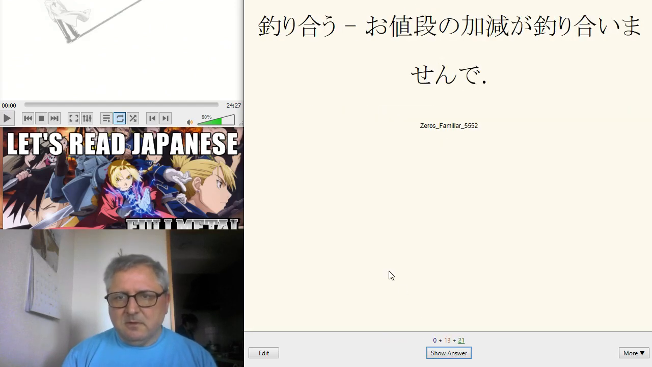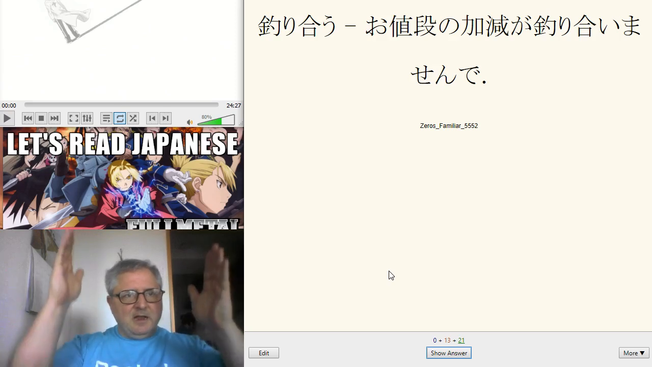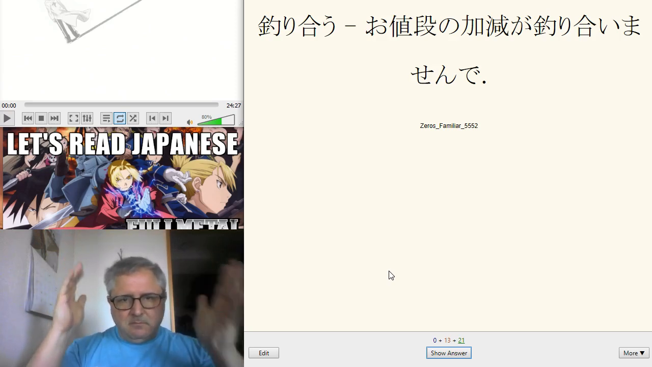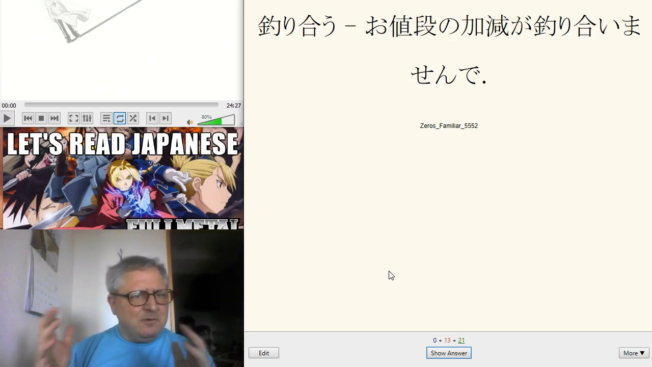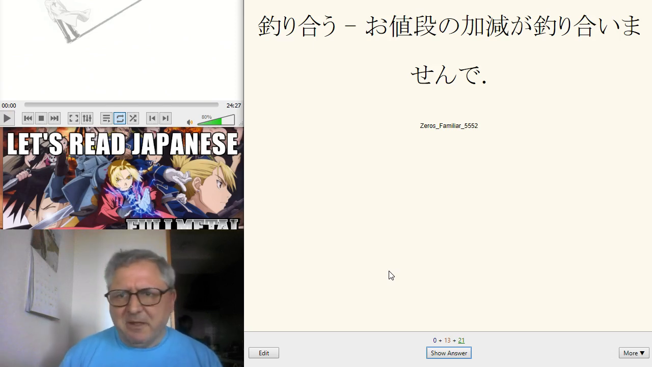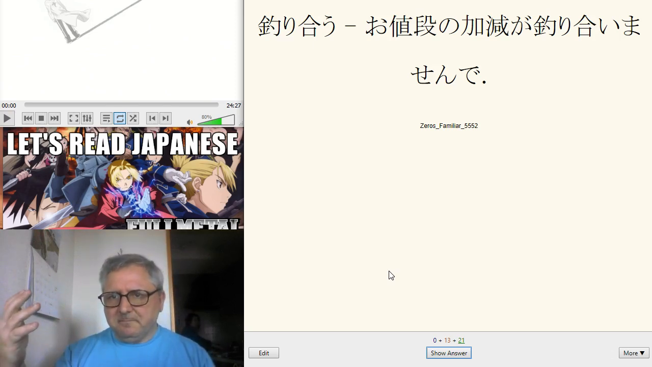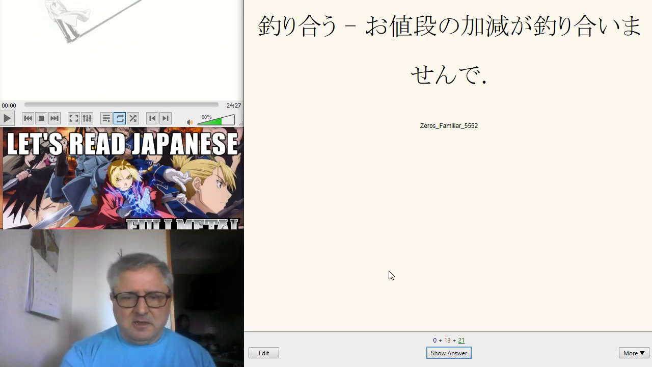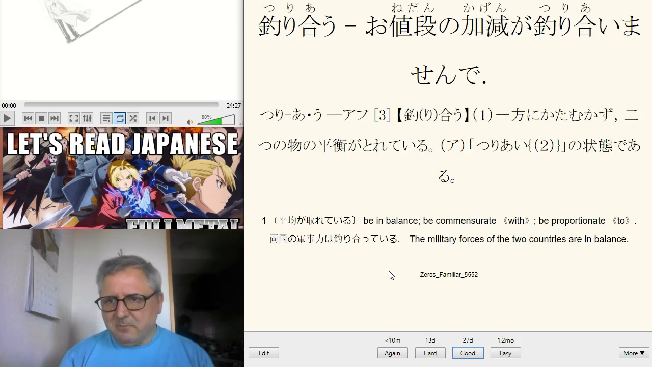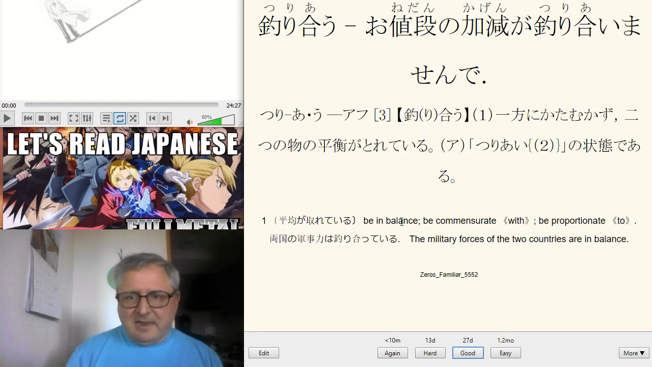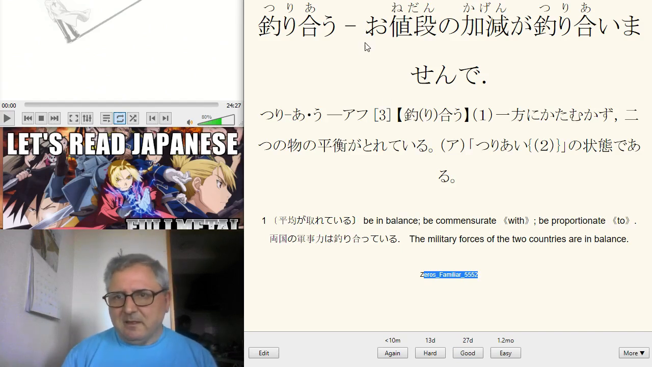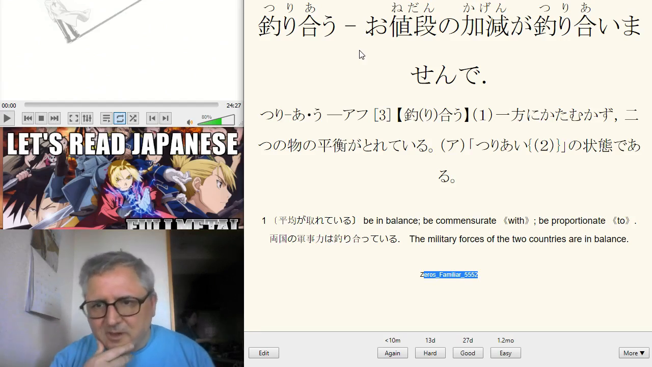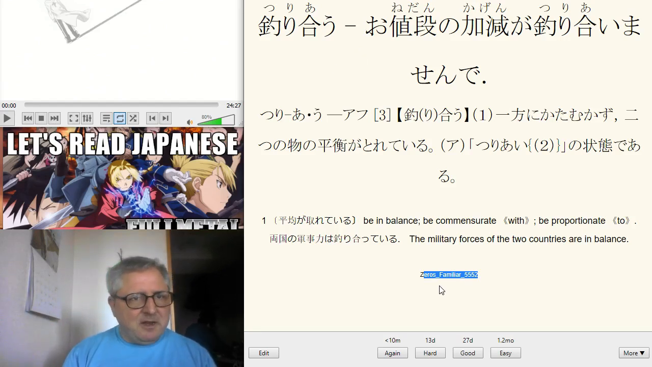Alright, cool. Or at City Owl, this is like to kind of be commiserate or be at the same level, commensurate, I guess, would be a better, good word. Yeah, there is commensurate. Anyway, it's just like that. And this is again from Zero's Familiar. This is talking about maybe the value of a sword, I think. I don't think that's for the sword. It doesn't matter. But again, it's from something that I've read.